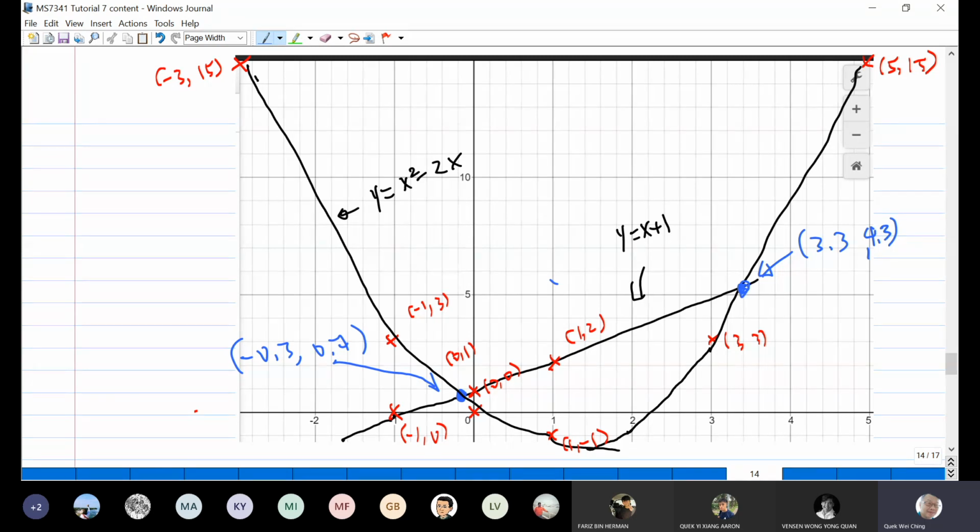If you draw it accurately, you should be able to get 3.3, 4.3. So graph paper is very important for how to draw the graph. So this is how to answer question 7.